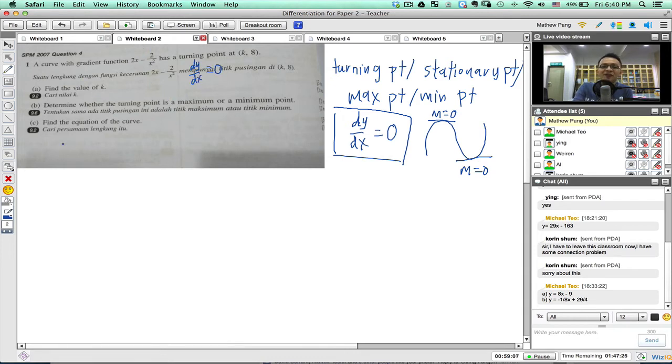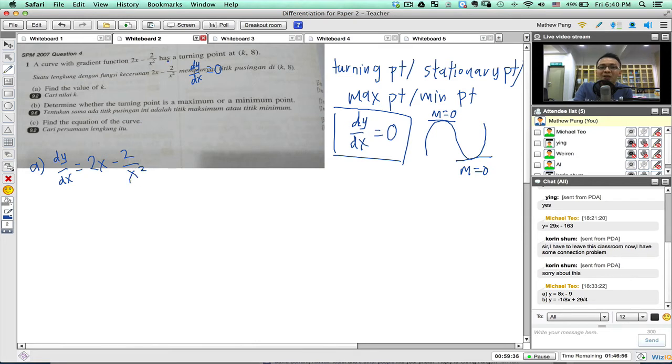So for a turning point, the first thing that comes into my mind will be dy/dx equals 0. Alright, and then the gradient function. So over here, in the first question, when I say gradient function, a lot of students will make a small mistake: they think this one is y, and then they straight away differentiate it, and spend a lot of time answering part A. When I say gradient function, the first thing that comes to your mind is that this is already dy/dx. You do not need to differentiate this one. So the gradient function is 2x minus 2 over x squared.